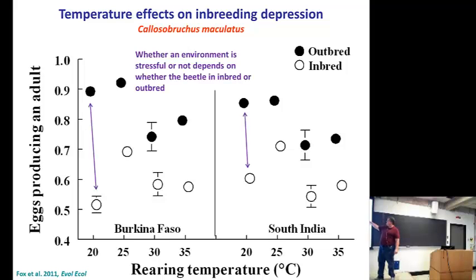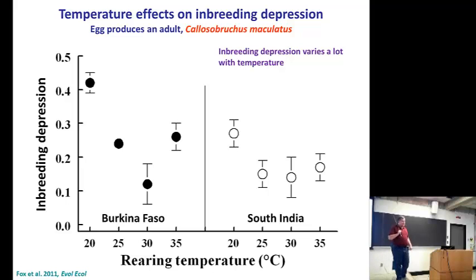So my first point, and we have a few data sets that support this, is that whether an environment is stressful or not for development of our beetles depends on whether they're inbred or outbred. You can raise outbred beetles in a much larger range of environmental conditions. When you get to the extremes, inbred beetles start feeling it much before outbred beetles do.